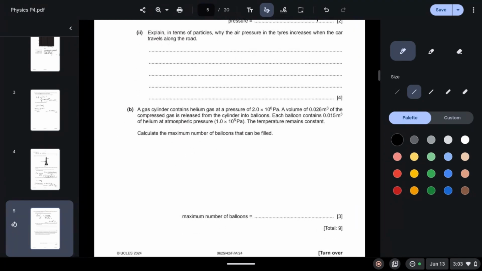Explain in terms of particles why the air pressure in the tires increases when the car travels along the road. So when the car travels along the road, there is an increase in friction. The increase in friction causes an increase in temperature as well, and we know that temperature and pressure are directly related. So when the temperature increases, the pressure increases because the particles inside the tire gain greater energy, more kinetic energy, and they collide with the walls of the tire with a greater speed and a greater frequency. So all in all, this increases the pressure. So you can write this in any way.